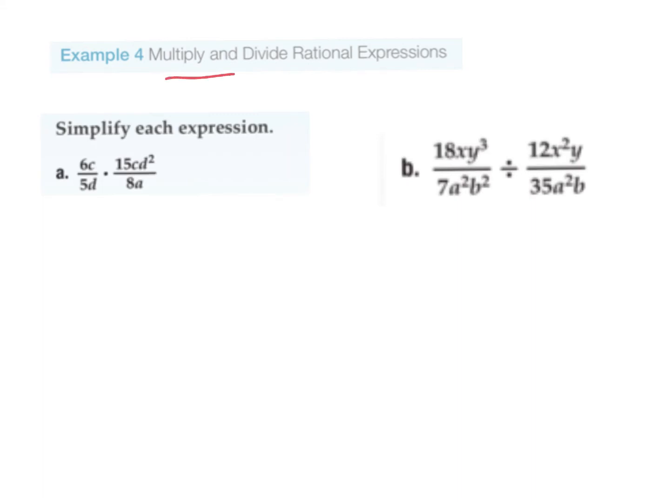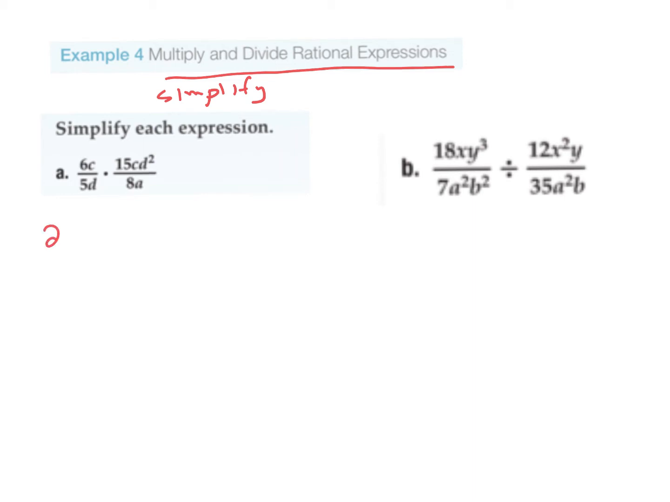So now we're going to multiply and divide rational expressions. Really, this is just another way of saying simplify. That means factor and then cross out any factors that are the same. So in this multiplication, this is really just all together. So I'm going to factor everything.